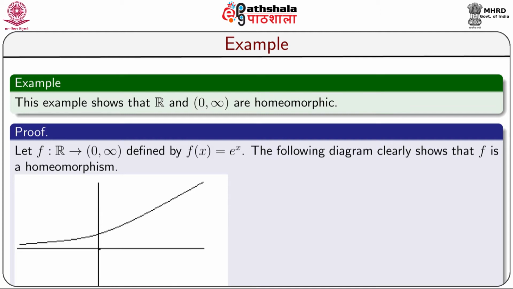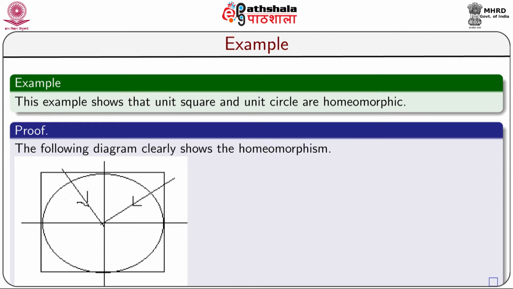In fact, if we define f from R to (0, ∞) by f(x) equal to the exponential function of x, then the graph of f(x) is given in the picture. From this graph, it is clear that the mapping f is a homeomorphism.